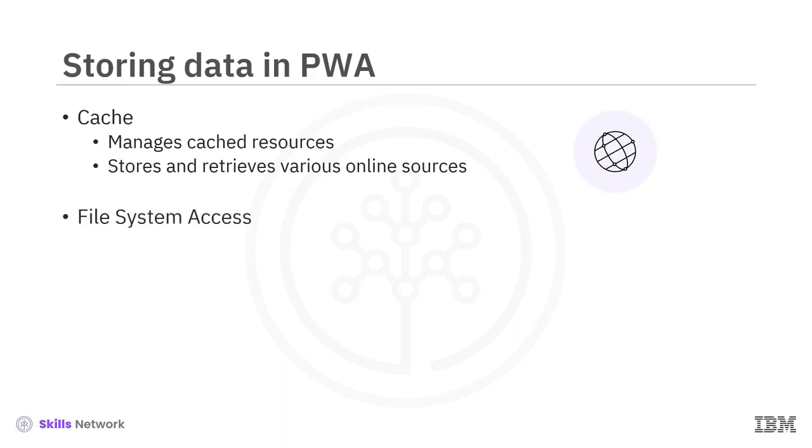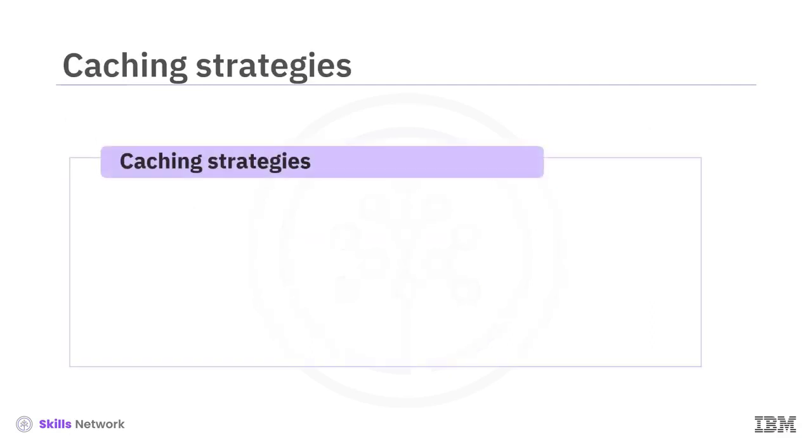The File System Access API allows your PWA to read and save changes to files and folders on the user's device. A large portion of the data that applications use is dynamic, which means that information comes from databases through a remote API. There are several common strategies for this type of data.